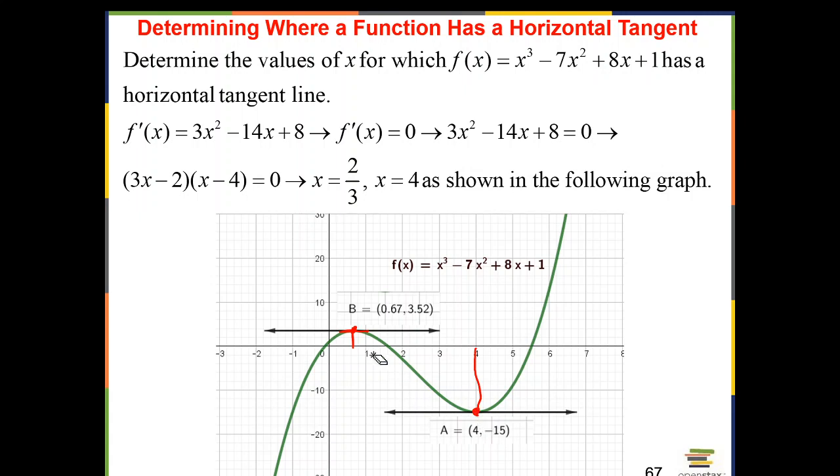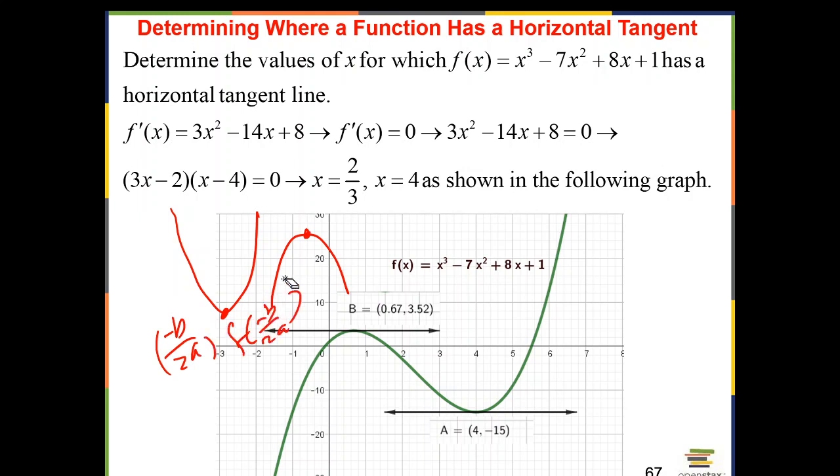Now, in algebra, you wouldn't be able to do this. How would you find the tops of the hills and the bottoms of the valleys? In algebra, we just learned how to do it with one of these, the vertex of a parabola either opening up or opening down, remember? And that has a formula, like negative b over 2a and f of negative b over 2a. But that's the only one we could do in algebra.